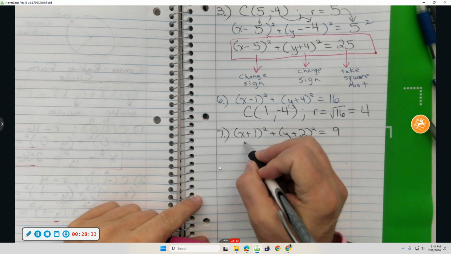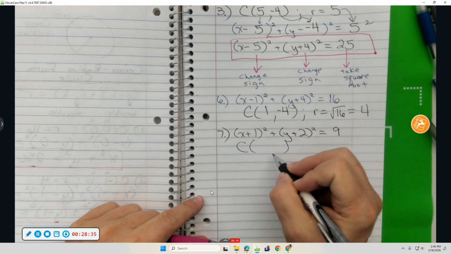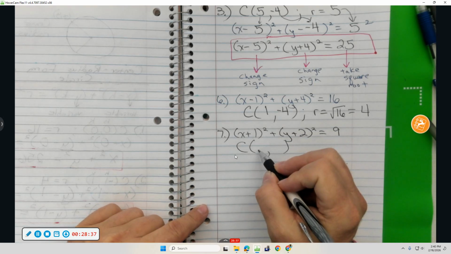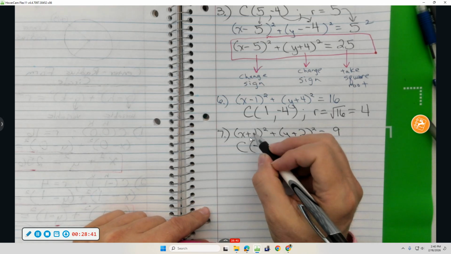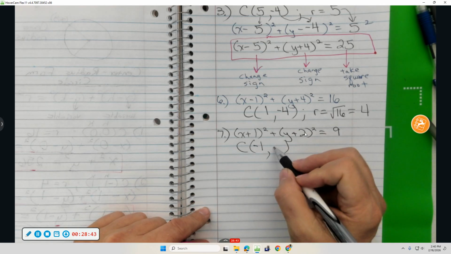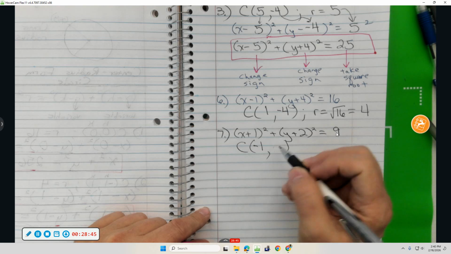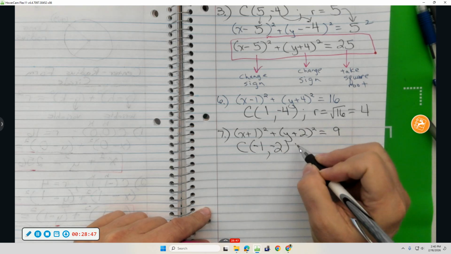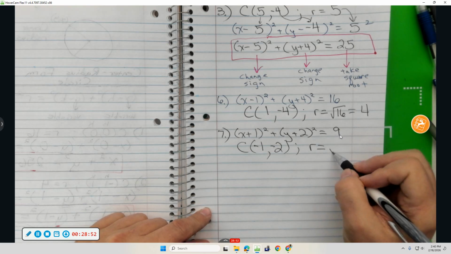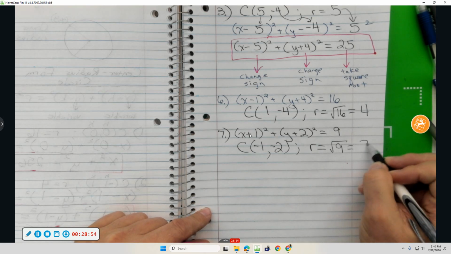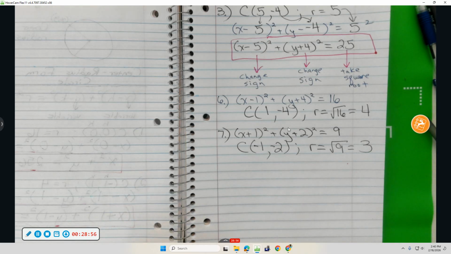Y'all tell me the center and the radius. I'll start with the center. Here, I heard a 1 and a -1. -1, remember, change sign. Here, change the sign, square. -2. And then what do we do over here? Square root that 9, to get a radius of 3.